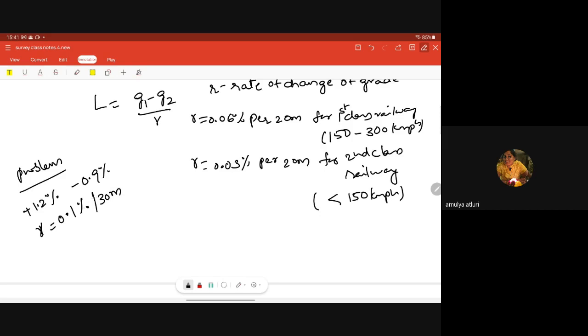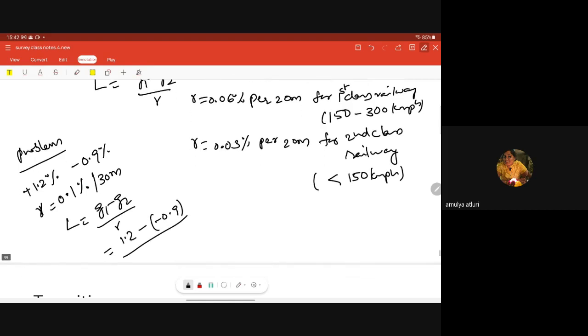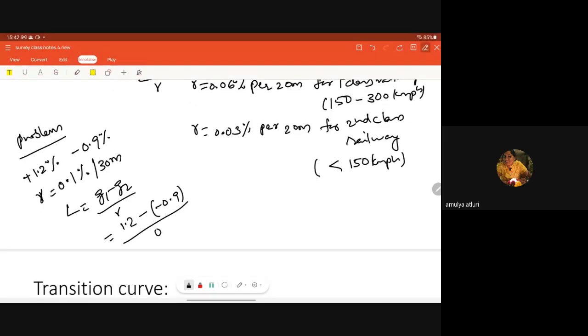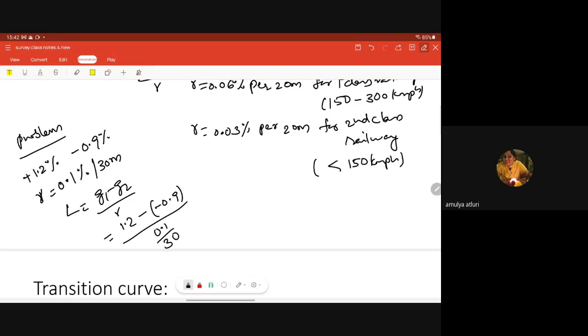They're asking us to calculate the length of the vertical curve. So what is the length of vertical curve? G1 minus G2 by R, right? What is G1? They have given 1.2. What is G2? Minus 0.9, divided by R, 0.1 for every 30 meters change. So after simplification, the answer is 630 meters. Okay, like this, problems are asked from this topic.